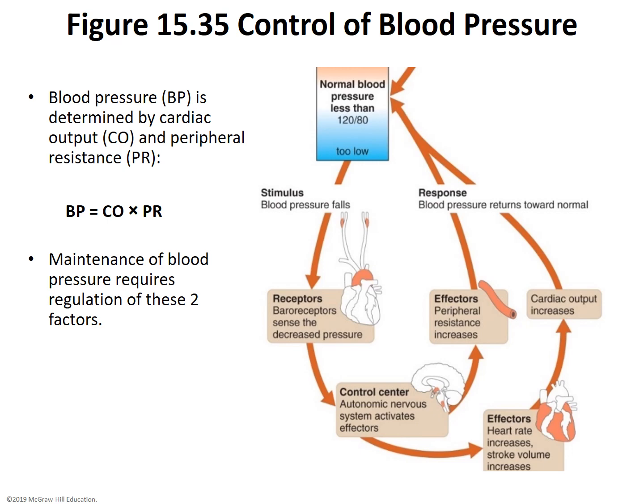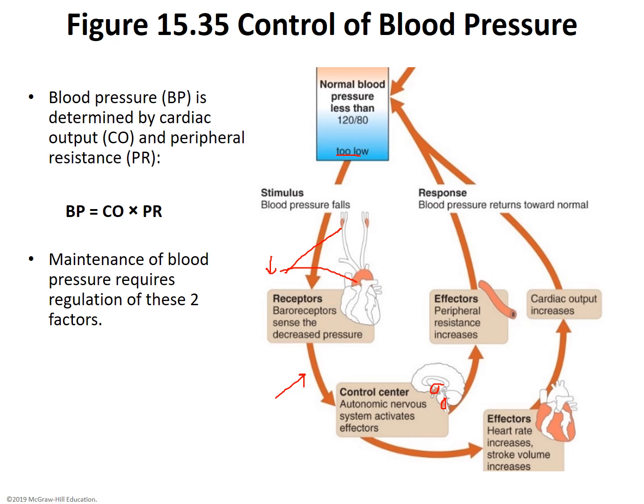If it is too low, same thing. I'm going to have my little receptors at the aortic arch and the carotid sinus. They're going to notice that I've got some issues because my blood pressure is going down. They're going to send a signal in through the nervous system to the same two areas, hypothalamus and the cardiac center of the medulla oblongata.